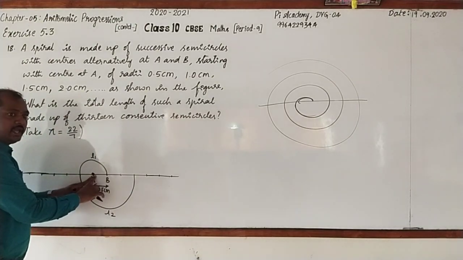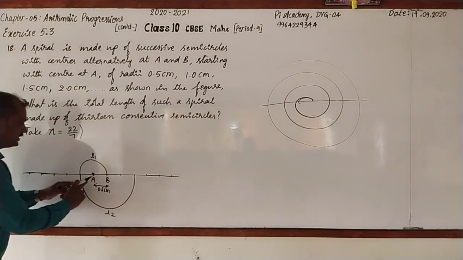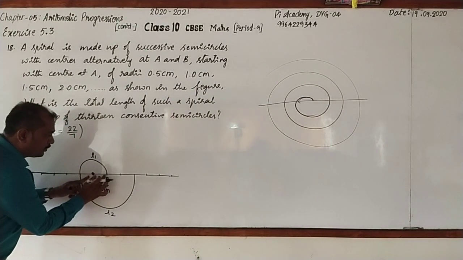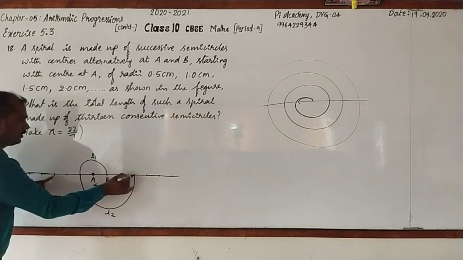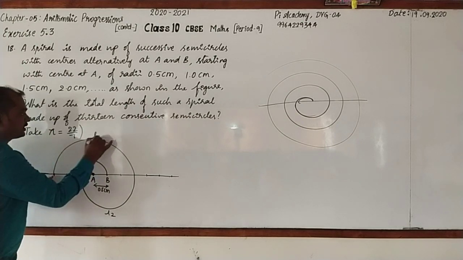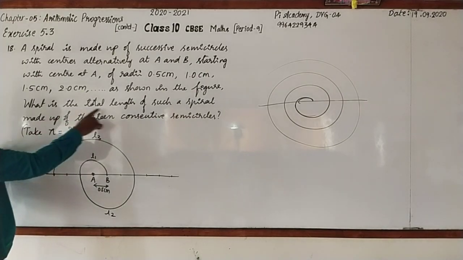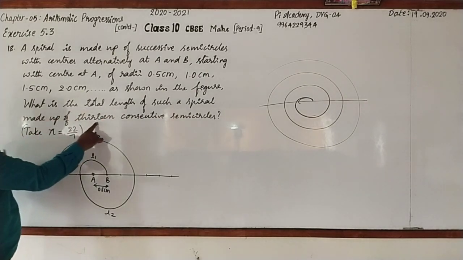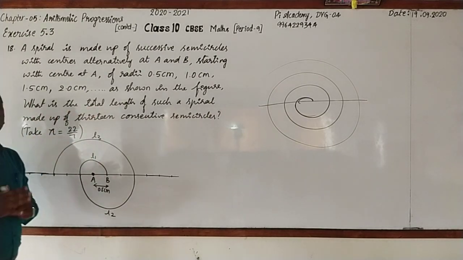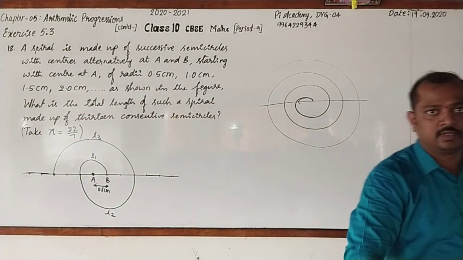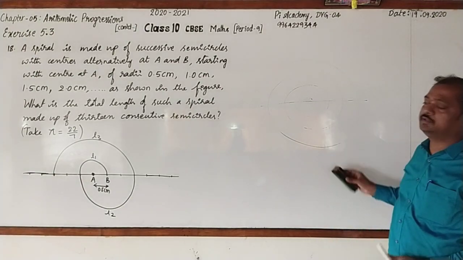Next, with A as center, observe it. 0.5, 0.5, 0.5, 1.5. This is the third semicircle. It is L3. Followed up like that. Total how many are there? 13 consecutive semicircles. So you are going to find out the total length of all 13 semicircles. So we must know the length of each semicircle. Let us go for finding that.